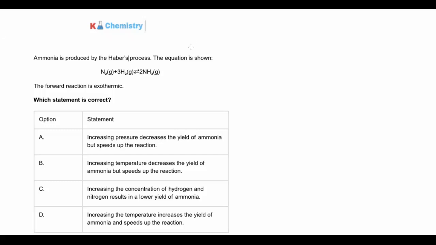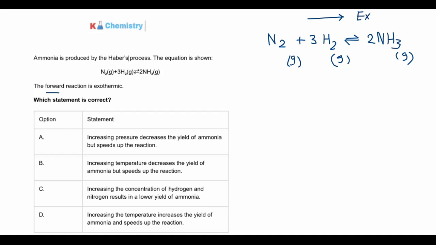In this question, ammonia is produced by the Haber's process. The equation is shown. Nitrogen reacts with 3 hydrogen as usual to form 2NH3. These all are gases, and the reaction is exothermic. So when he says that the reaction is exothermic, even if he doesn't say, we know that he means the forward is exothermic, and if the forward is exothermic, the backward is going to be endothermic.